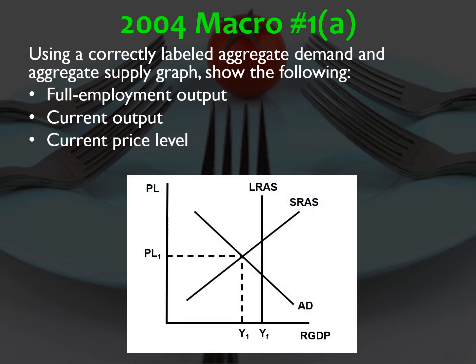So you have a recessionary gap because the economy is below full employment. So Y1 is where AD and SRAS intersect, and that's going to be below the level of potential real GDP, which is marked by LRAS and YF. Now the labels in this case don't matter because they didn't tell you to use a specific label.